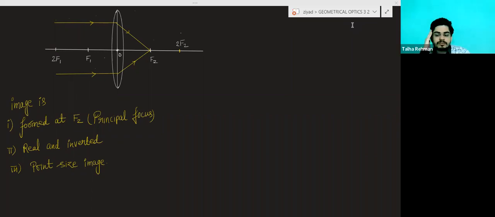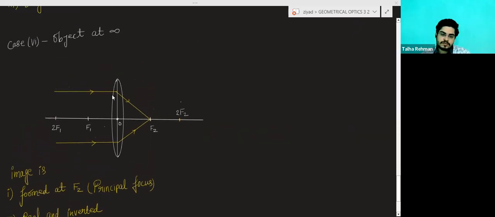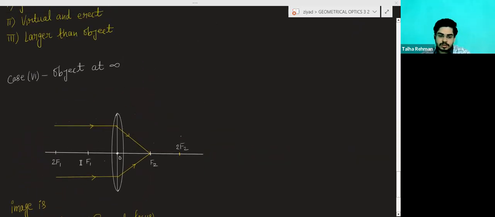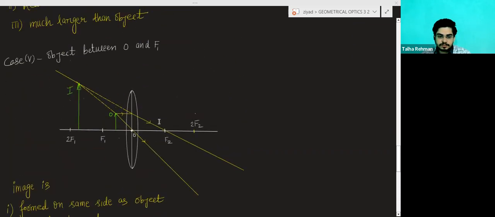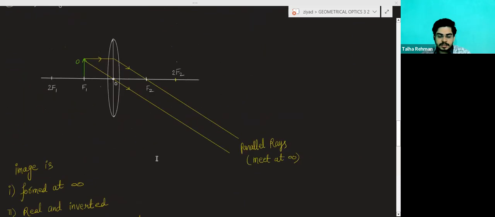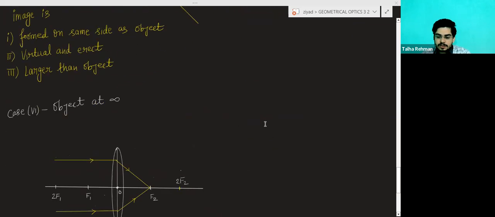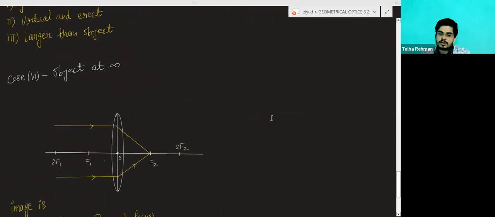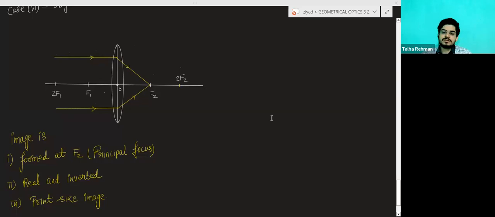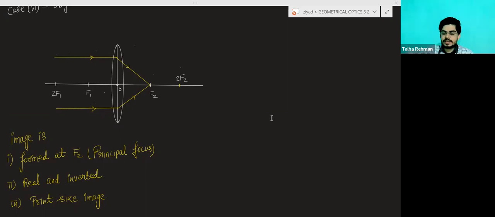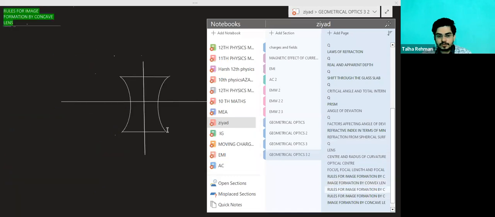So now we will discuss the image formation by the concave lens, and you can see this convex lens is converging in nature. All the rays are getting converged. But the concave lens is diverging in nature, meaning rays passing through the concave lens get diverged. So accordingly, the image will form.